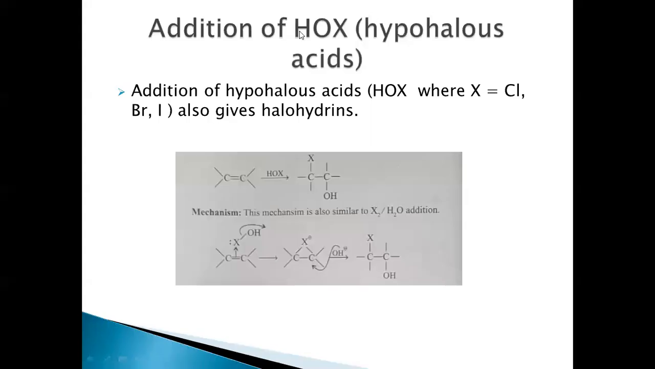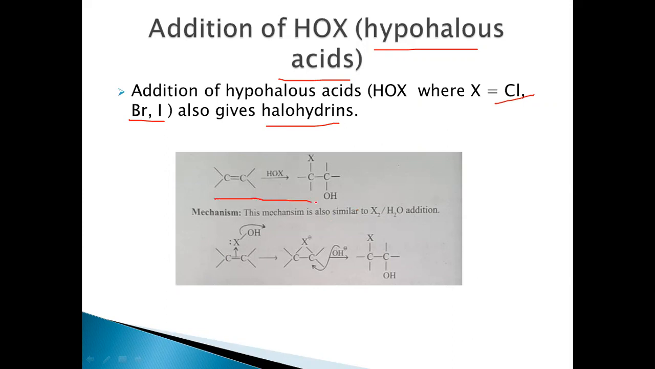Yeah, next one is addition of hypohalous acids to these alkenes. This is again an electrophilic addition which is taking place here, with X being Cl, Br, or I, and it gives halohydrins, the same as we have taken in the case of bromine in the presence of water.